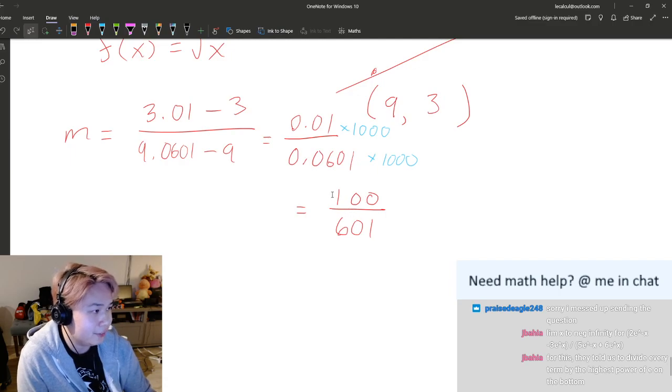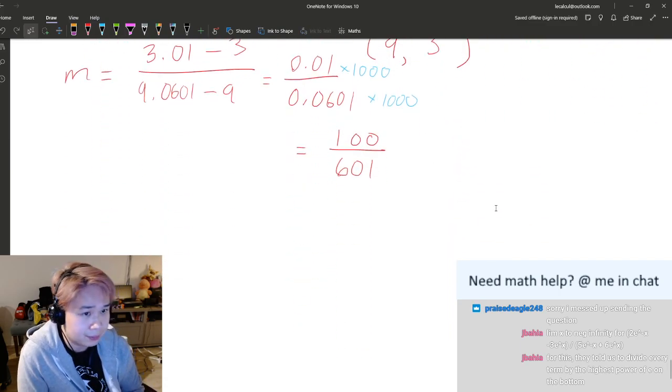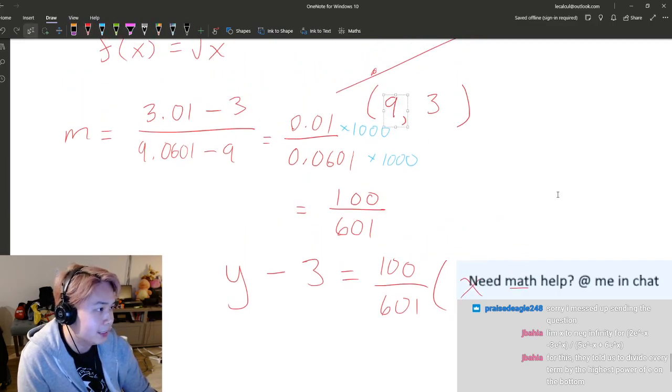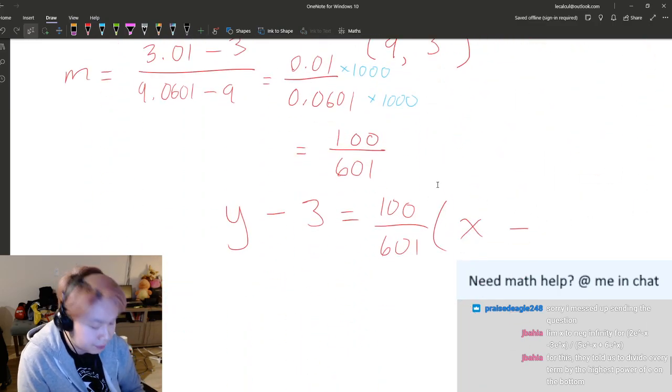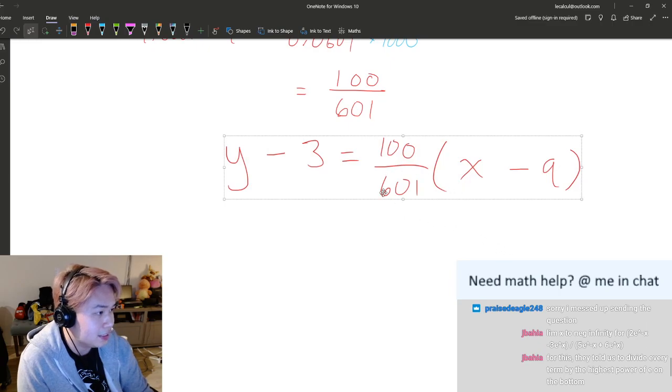So now that we have the slope, we can just take a point and then put it into point slope form. So we take the variable y, we subtract the y value of the point, we have the slope here, and then in brackets you have the variable x minus the x coordinate of the point. You could have also used this point, but it doesn't matter. So I'm going to choose the one that looks nicer. So here is the equation of the secant line.